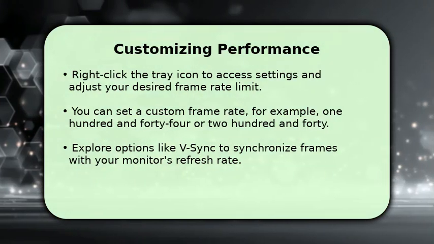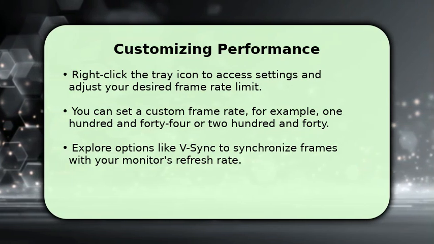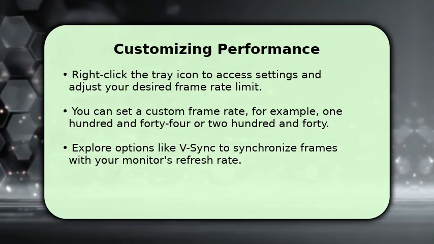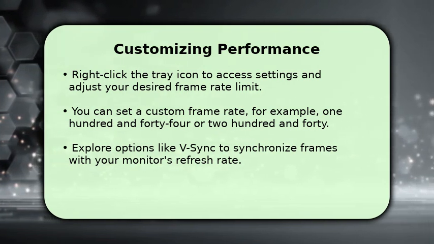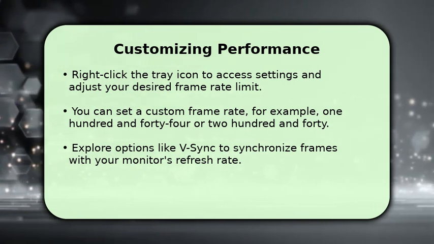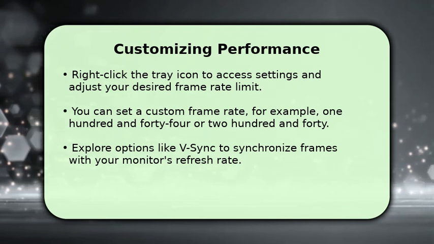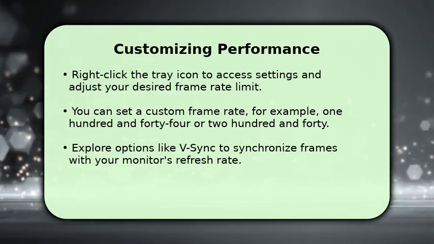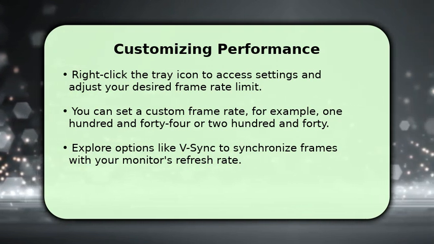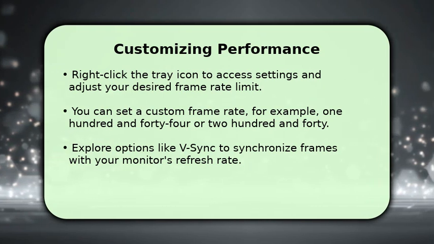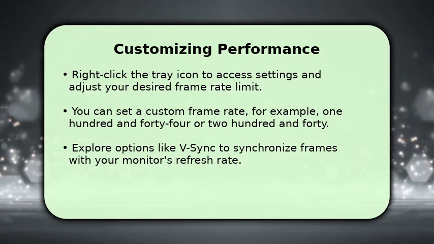To customize your experience, right-click the unlocker's icon in your system tray. Here, you can set your preferred frame rate limit, perhaps 144 or even 240 frames per second, depending on your monitor. You can also toggle features like VSync for smoother visuals. Experiment with these settings to find what works best for your system and gaming style.